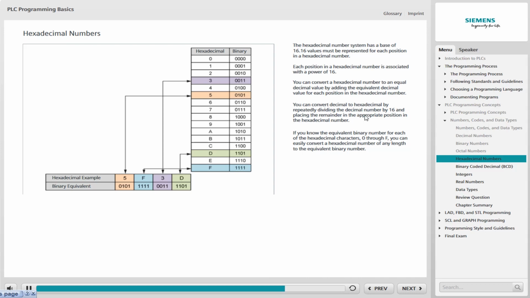While a PLC can easily use binary numbers, sometimes it is convenient for humans to see equivalent binary values in hexadecimal because hexadecimal numbers require fewer place values to represent a number. If you know the equivalent binary number for each of the hexadecimal characters 0 through F, you can easily convert a hexadecimal number of any length to the equivalent binary number.